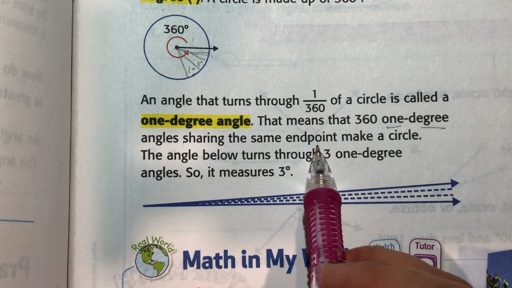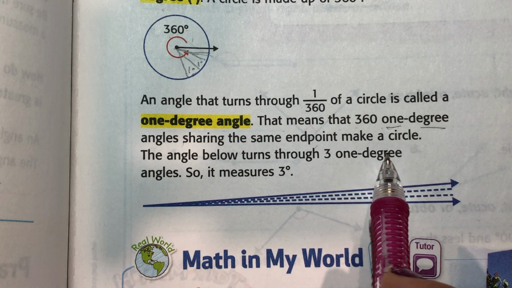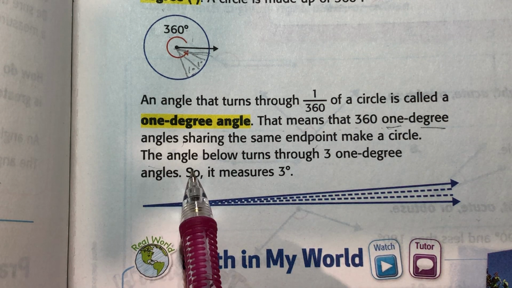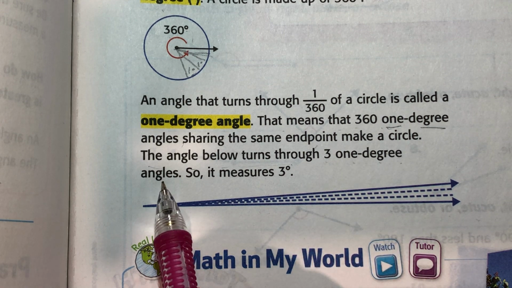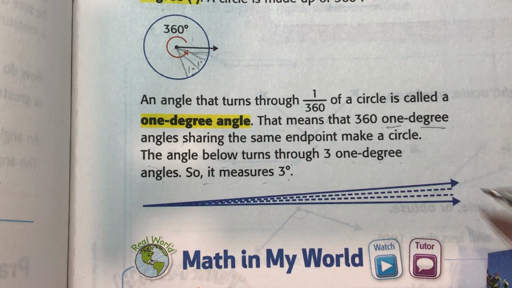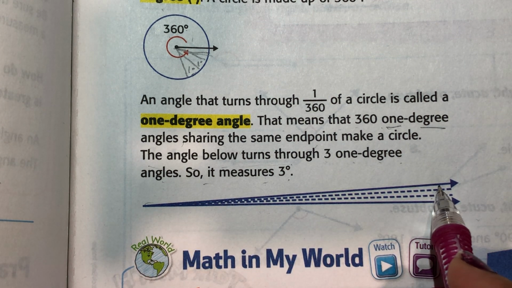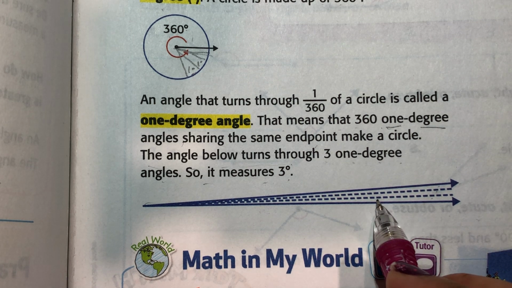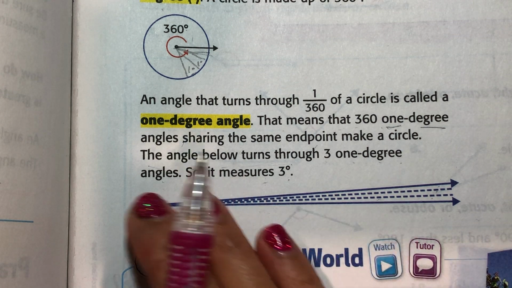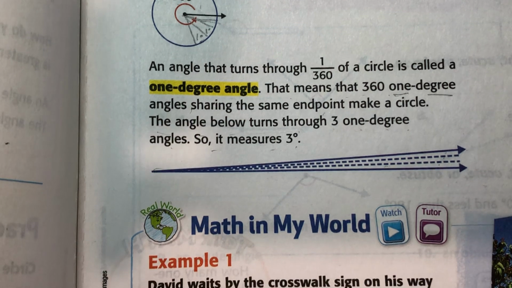Sharing the same endpoint, make a circle. The angle below turns through 3 1 degree angles. So it measures 3 degrees. So here it is. So this here is 3 degrees. 1, 2, 3. Okay? 3 degrees. All right. I don't think I have a protractor, but if I did, I would measure it here. I will have one on Monday or when we meet again.